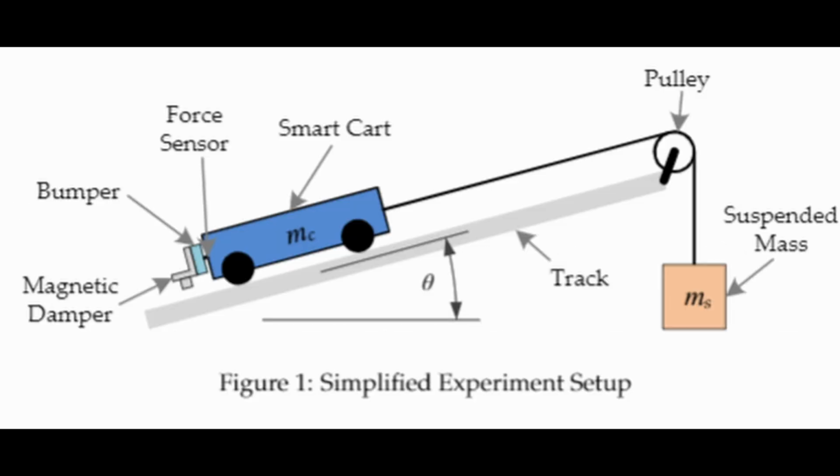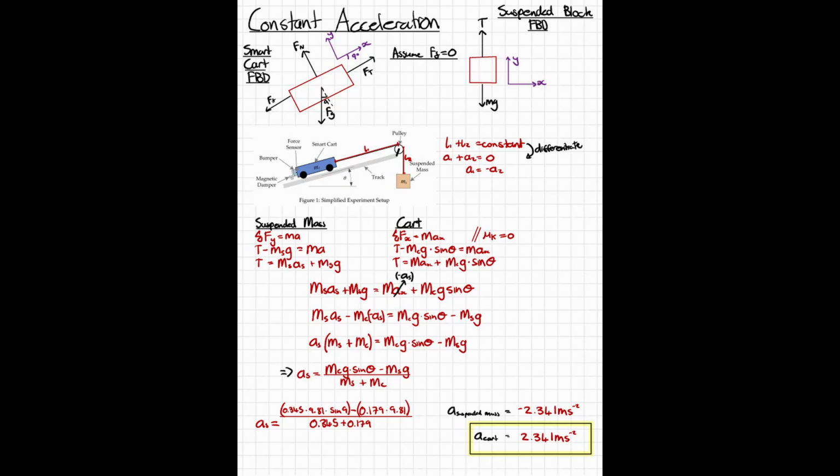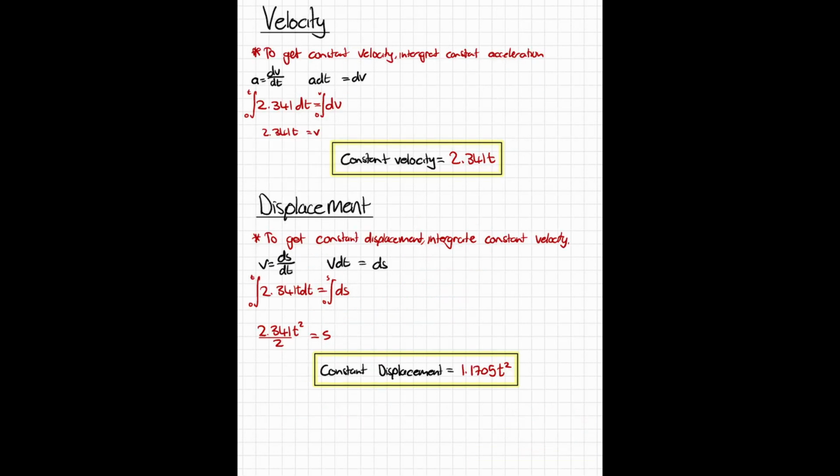The first experiment involves the cart going up the slope from the tension force provided by the cable attached to the weight. Given the parameters of the experiment, we can calculate that we expect the continuous acceleration of the cart to be 2.34 meters per second squared. This is calculated by determining the force provided by the suspended mass and the force that gravity applies to the cart, and in calculating the total acceleration.